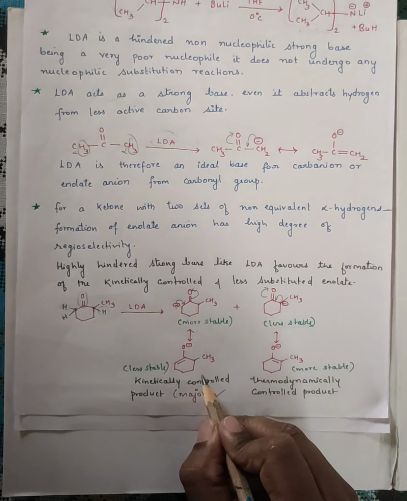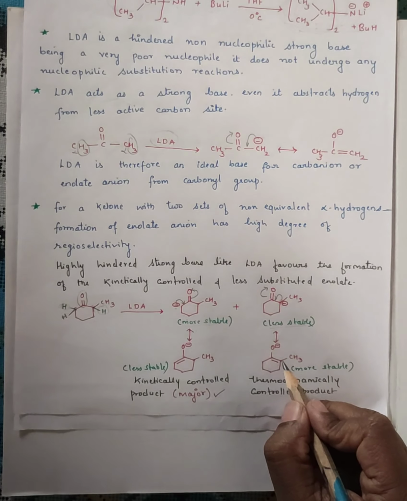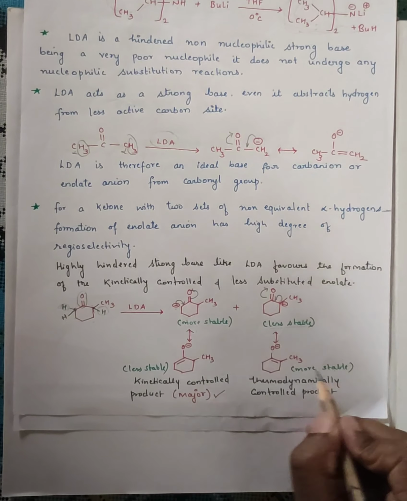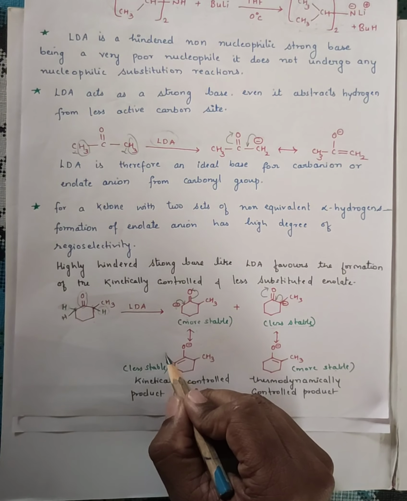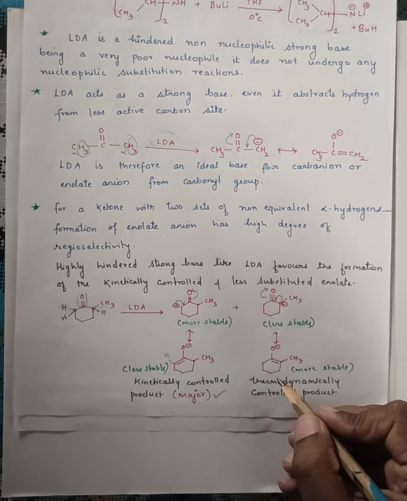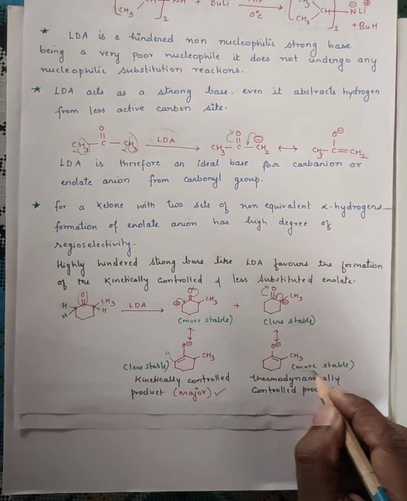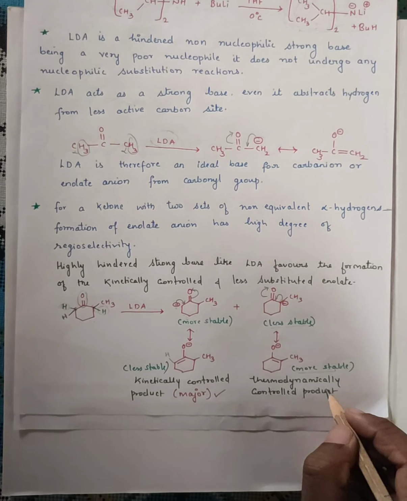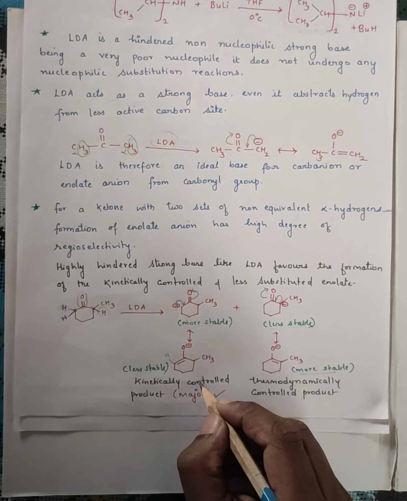But when you see the enolate structure, always remember the more substituted enol form. Here the substituted enols are always more stable than the unsubstituted enolate form. Okay, here there is no substitution, right? So this form is less stable than this one. Now, when we come to the kinetically controlled and thermodynamically controlled product, we can say the more stable one is the thermodynamically controlled product. The most stable enolate form is the thermodynamically controlled product, and this one is the kinetically controlled product.